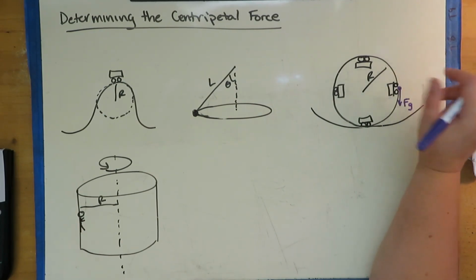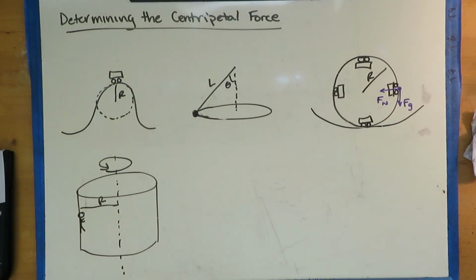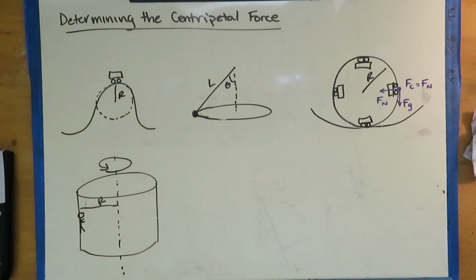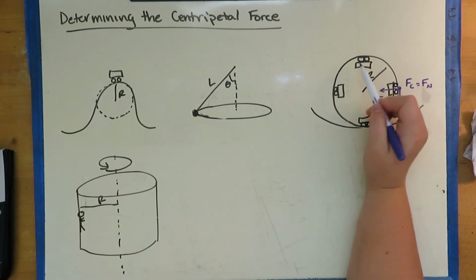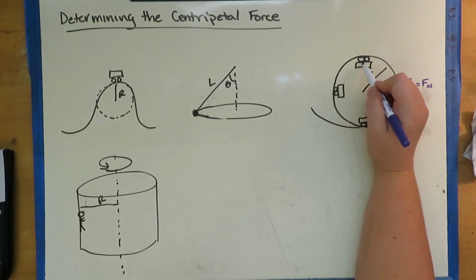And what that does is create a normal force, and normal force is always perpendicular to the surface, so my normal force points towards the center. So in this case right here, my centripetal force is just going to be my normal force. In this case here, my gravity is going to be pulling me down.